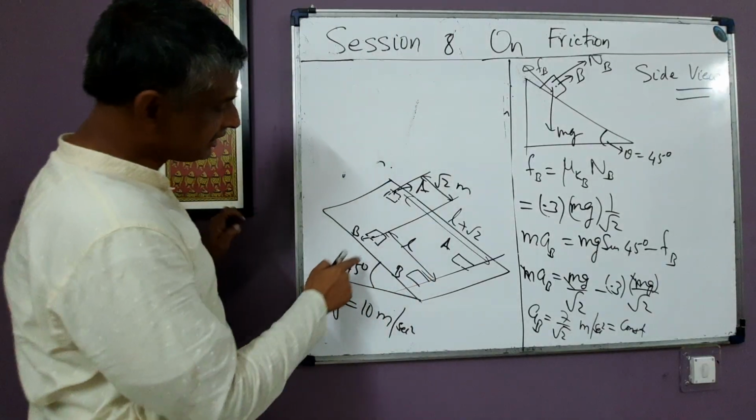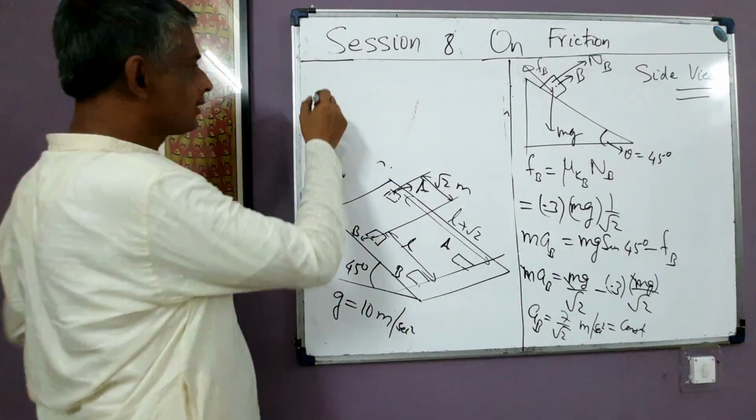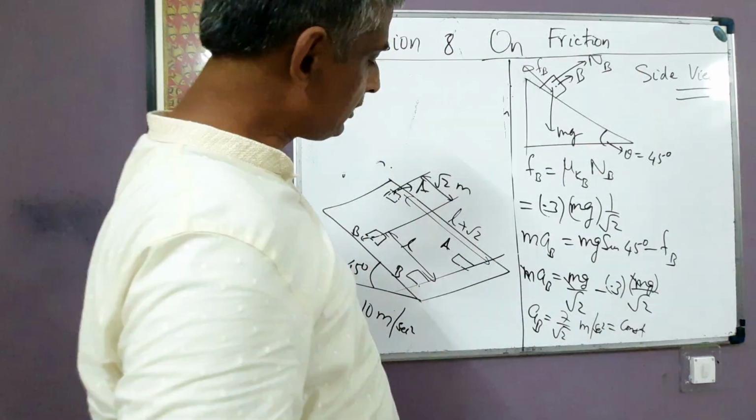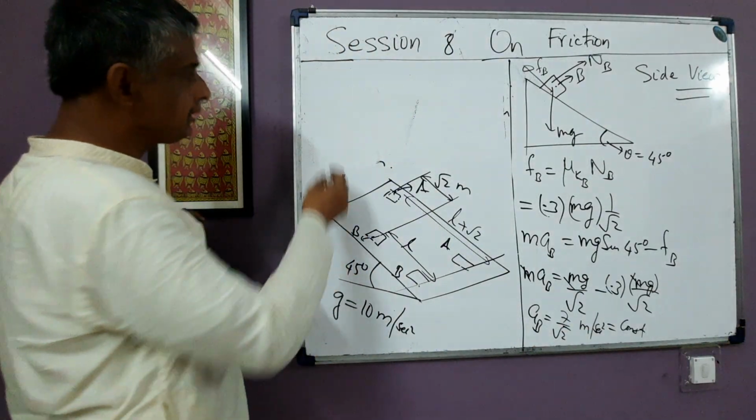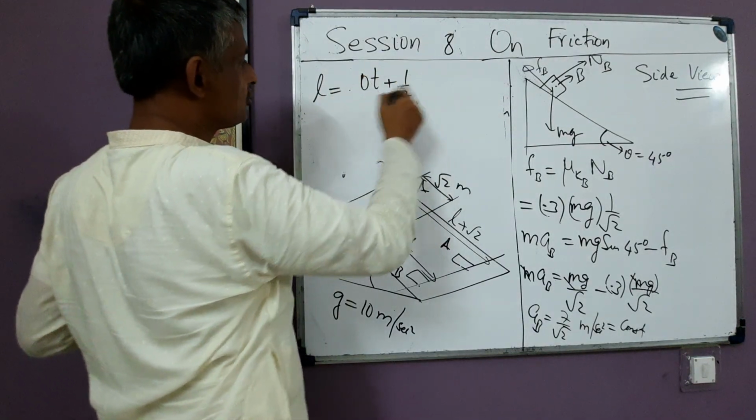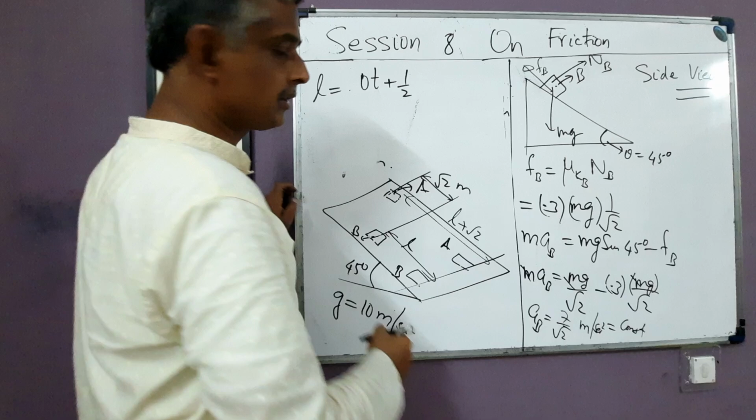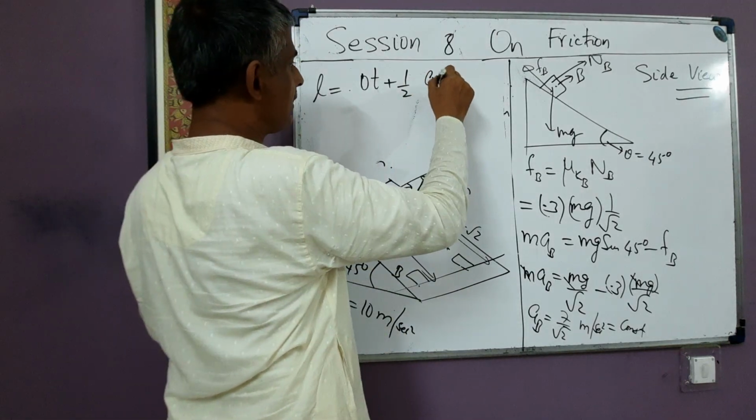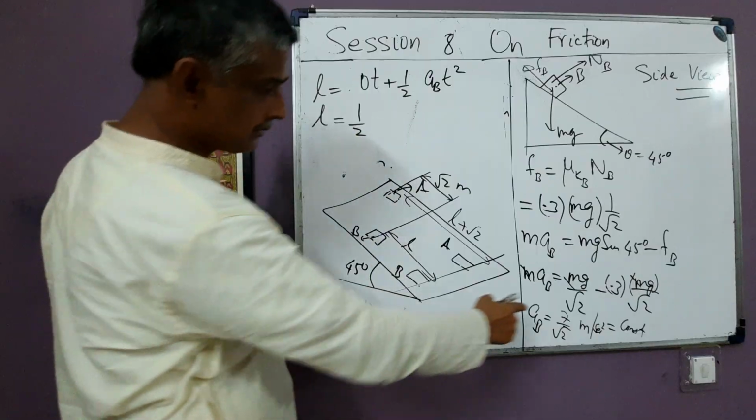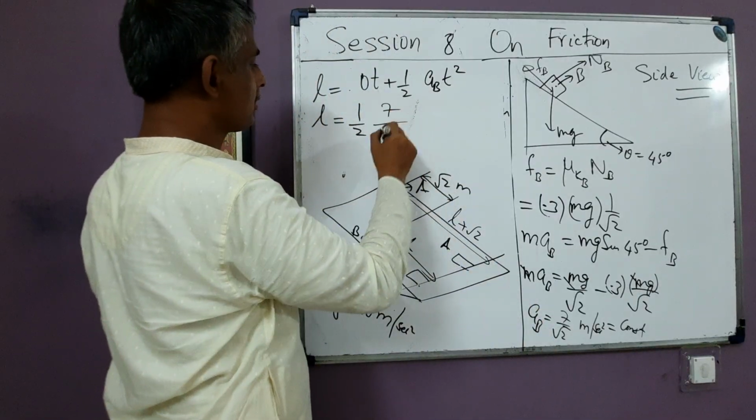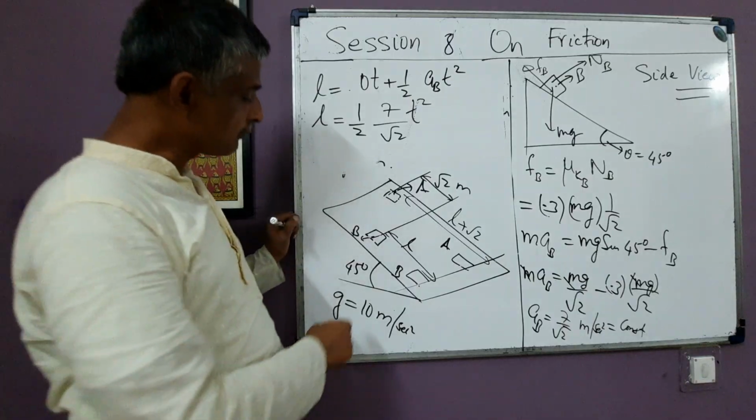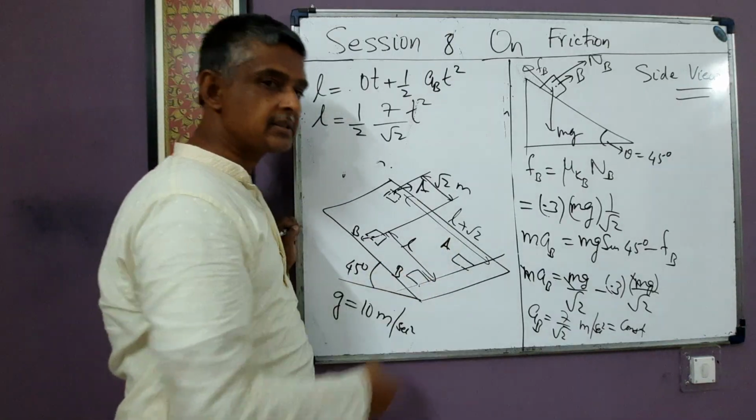Now, suppose the block B takes t time to cover a distance L. Its acceleration AB is constant. It starts from rest. So, from the formula d equal to ut plus half at square applied to block B, what do we get? L equal to 0 into t plus half AB into t square, because the initial speed of block B is 0. So L becomes half into 7 by root 2 into t square. This is the distance moved by block B till A and B come on the same line.